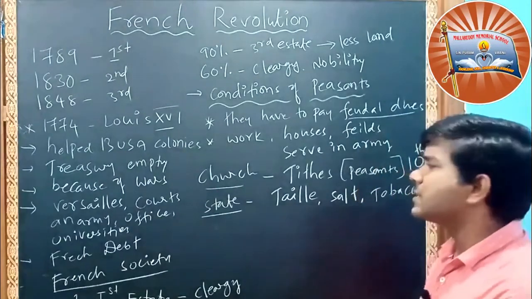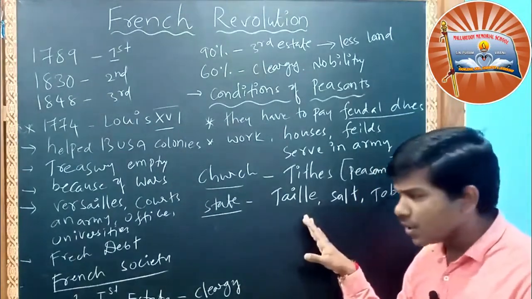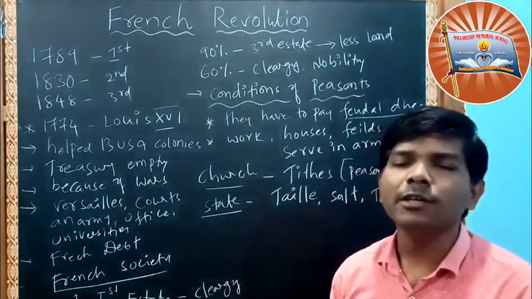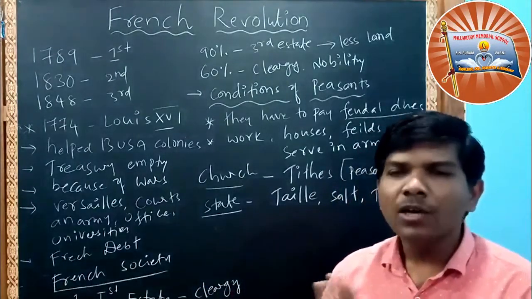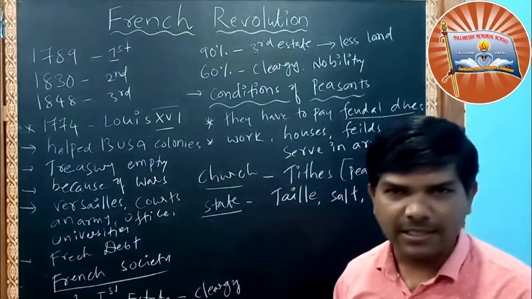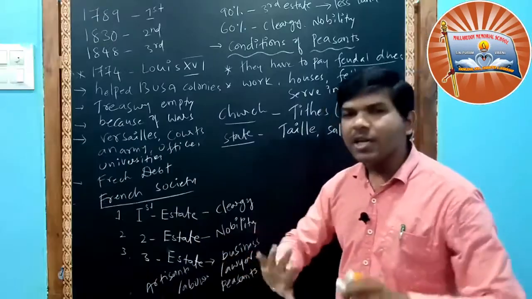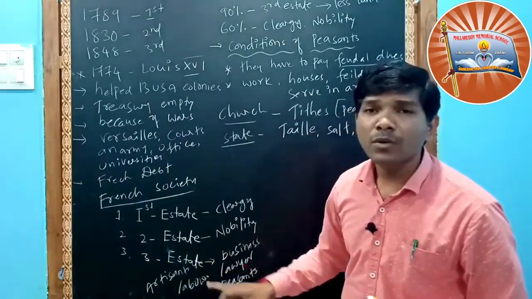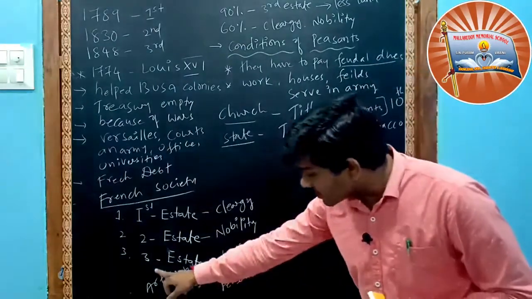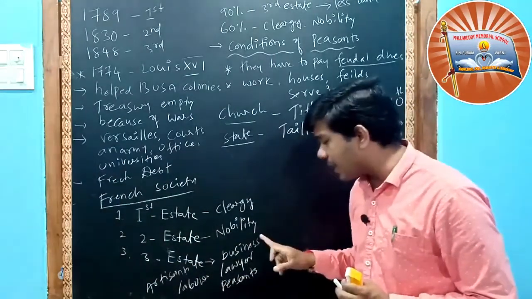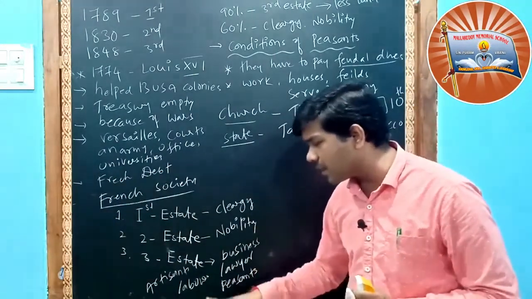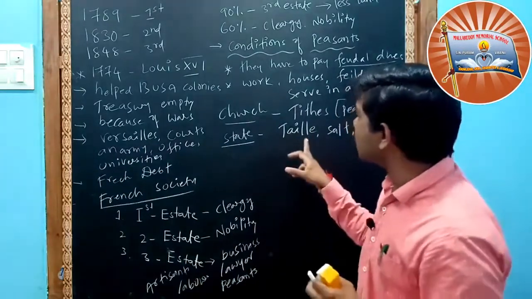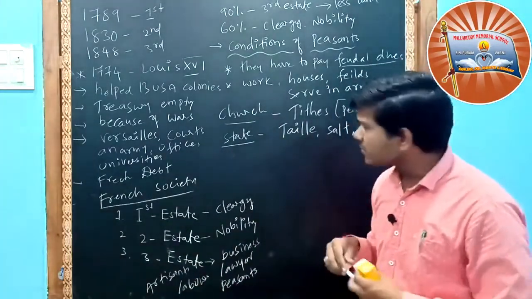So what did you understand from these examples? First estate, second estate, they are exempted from paying any taxes. They do not need to pay any taxes. Then who would have to pay the taxes? Third estate people: businessmen, lawyers, peasants, laborers, artisans, the remaining very poor people, have to pay the taxes.